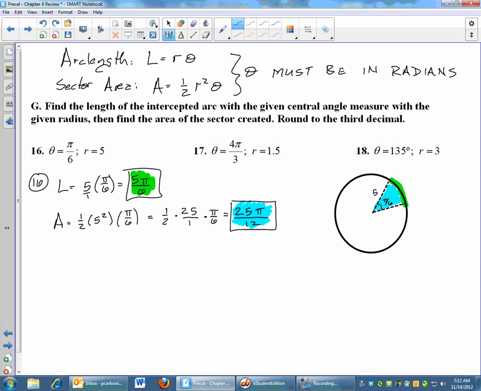Now let's knock out those other two. Number 16 or number 17. Your arc length is r theta, so that'd be 1.5 times theta, which is 4 pi over 3. I'm not a huge fan of decimals, especially if I have decimals and fractions in the same problem. So I'm going to change 1.5. 1.5 is the same thing as 3 over 2. And I'm going to do 3 over 2 times 4 pi over 3. And then I'll start canceling.